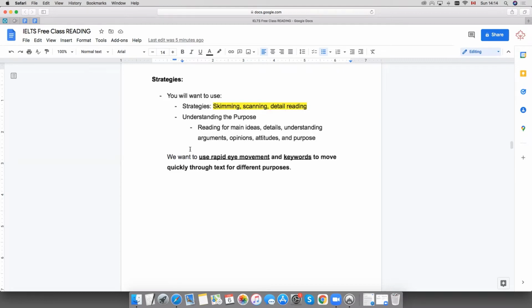I also want to pause, since we're getting into the strategy conversation. These strategies seem very simple, but they're pretty hard to do. Not everyone is going to be amazing at this. This is not going to come naturally for all of us. But some of these strategies involve rapid eye movement, so moving your eyes through the page very quickly, and picking up keywords or information at the same time. Now, I work with a lot of people with varying degrees of ability, okay?